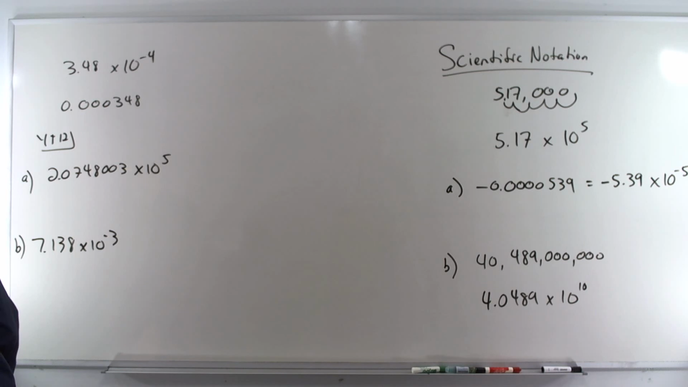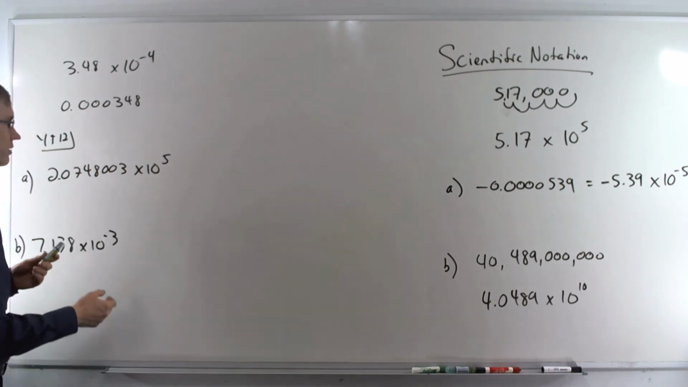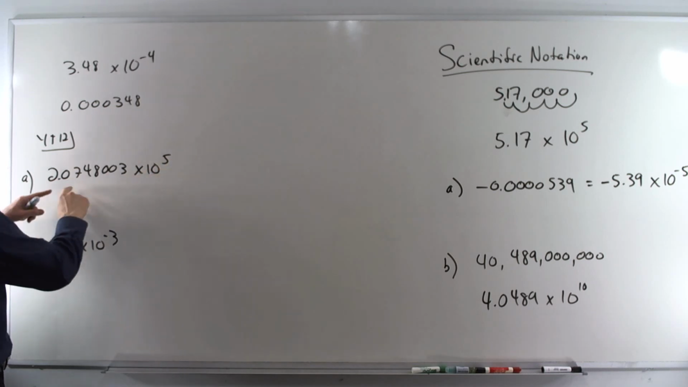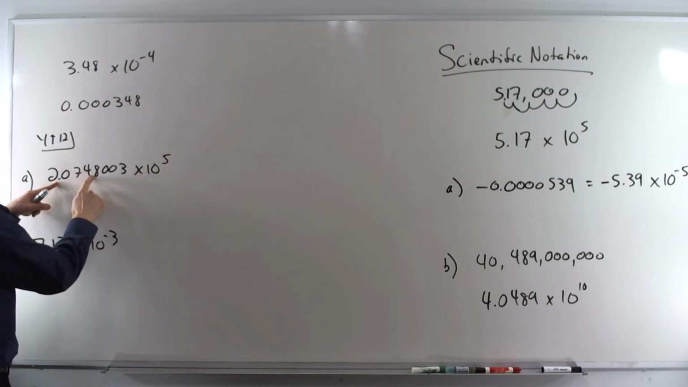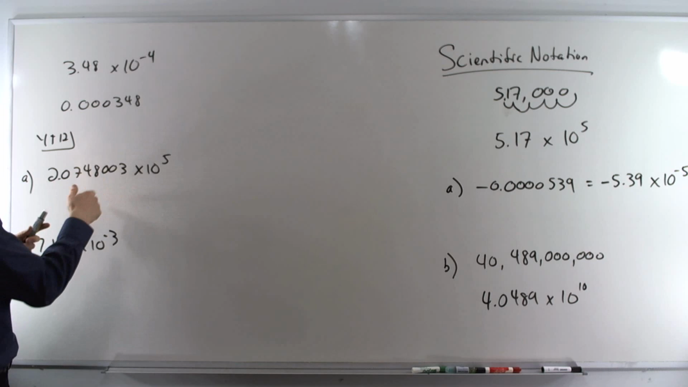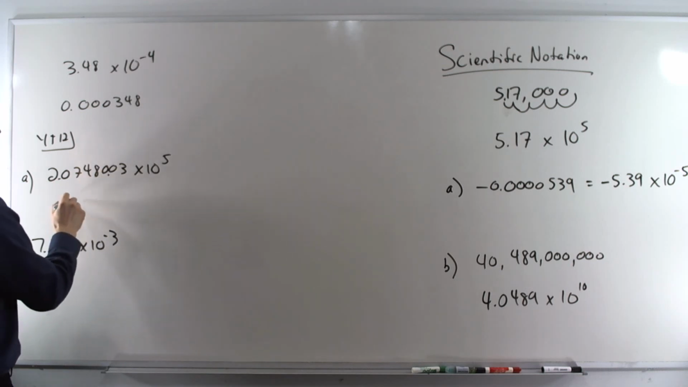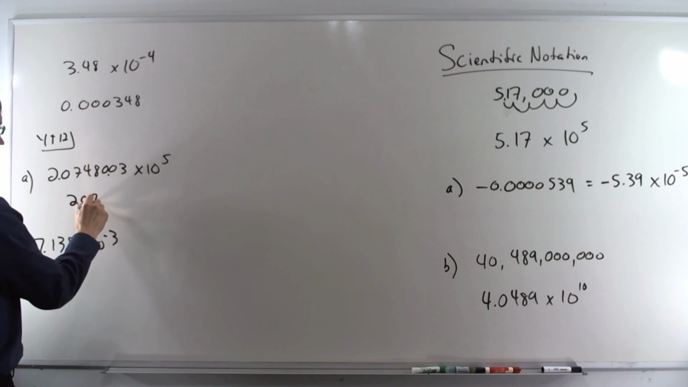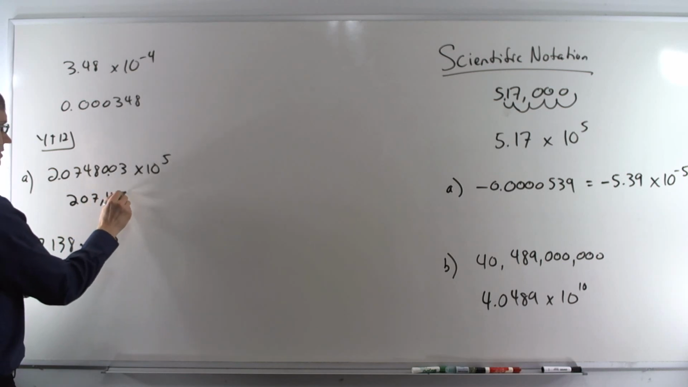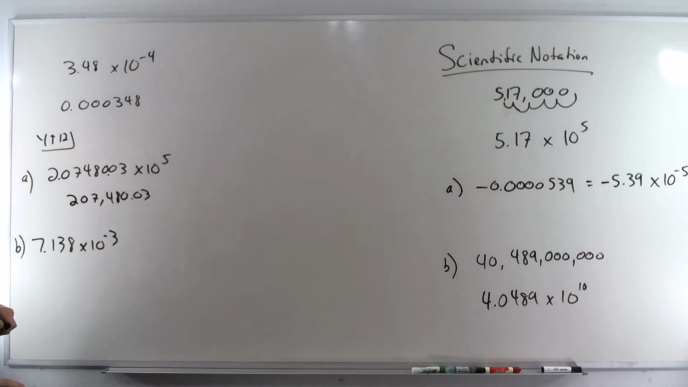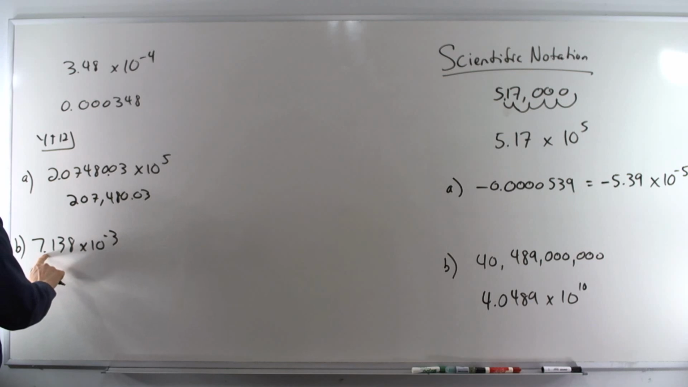First one, we're going to move 5 to the right to make it a bigger number, since this is positive. So 1, 2, 3, 4, 5 gets us here, right between the zeros. So that'll be 207,480.03. 207,480.03. This one, since it's negative, we're going to move 3 to the left.